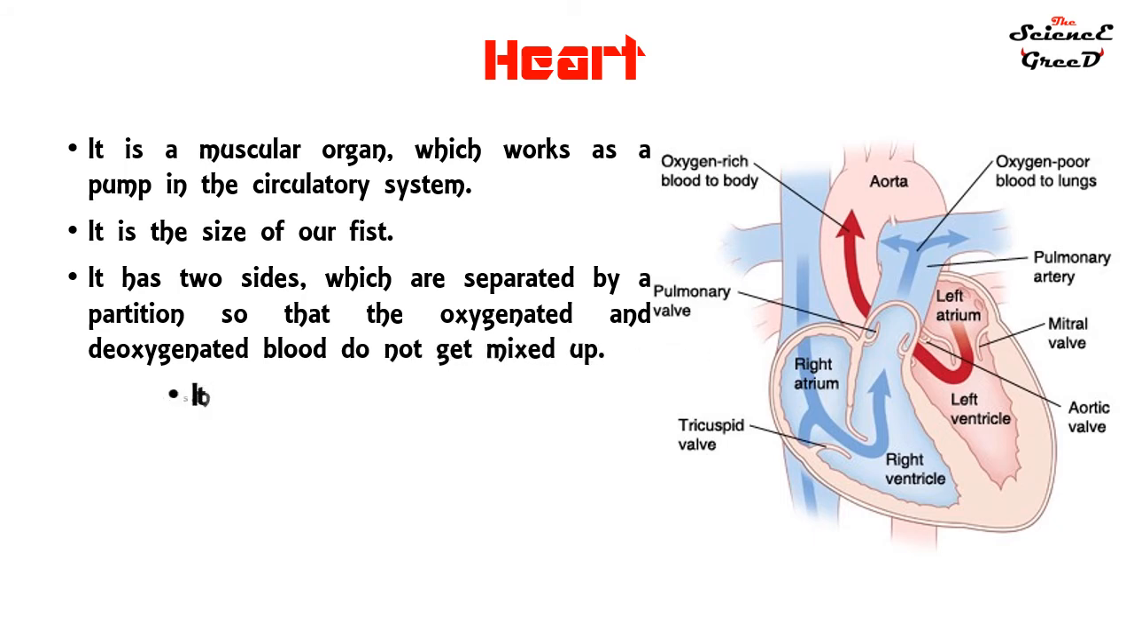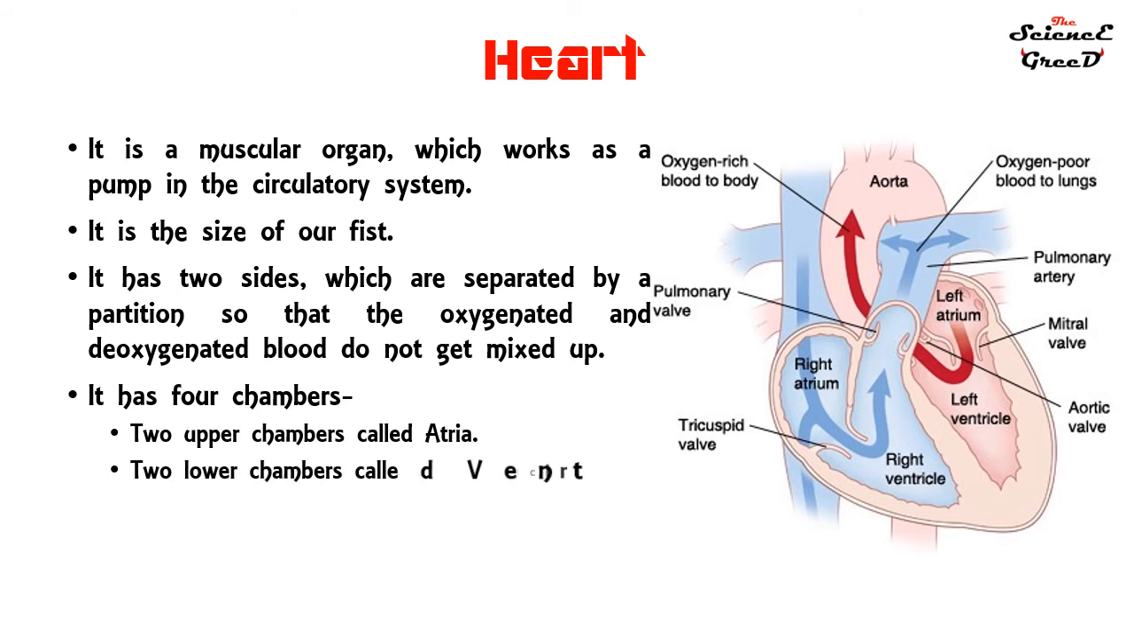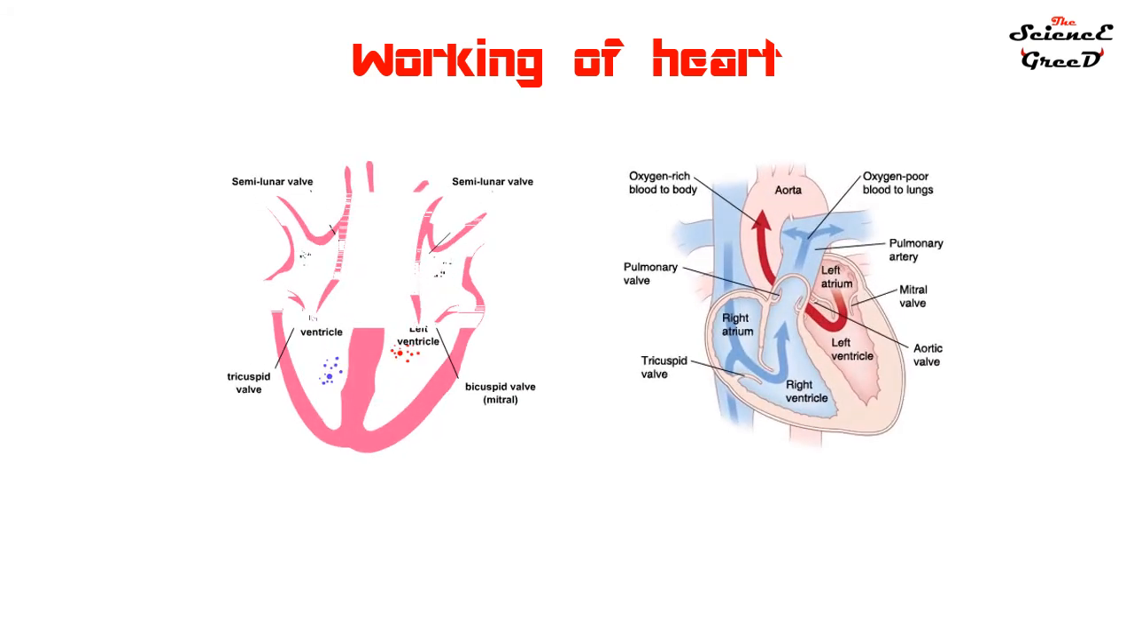It has 4 chambers: 2 upper chambers called atria, and 2 lower chambers called ventricles. Working of the heart. The human heart works like a pump, sending blood around your body to keep you alive. This blood delivers oxygen and nutrients to all parts of your body, and carries away unwanted carbon dioxide and waste products. Your heart and circulatory system work together to deliver blood to your organs so they can function.